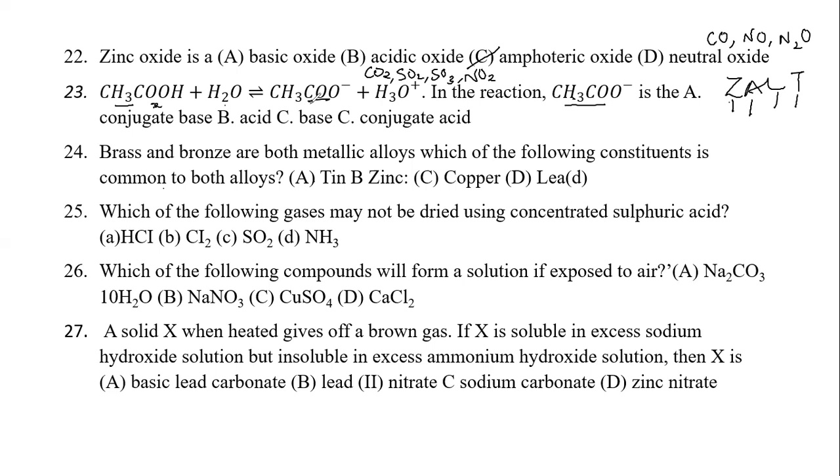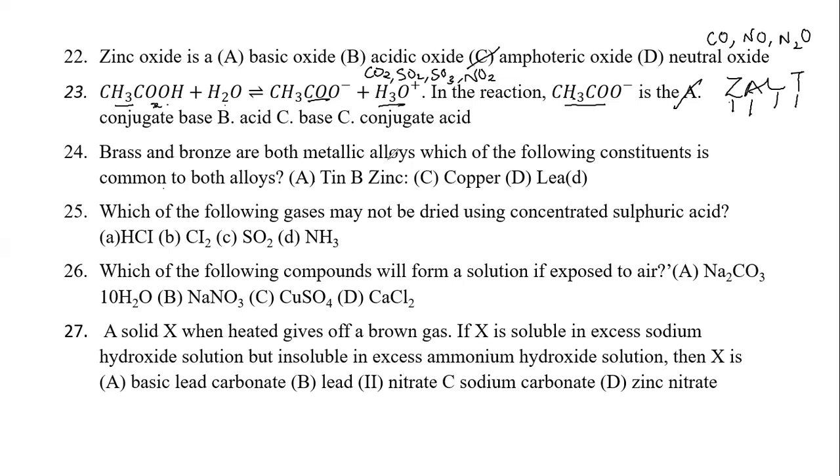So acid will produce conjugate base. So this one is the conjugate base. Now, because this one lost H, that's why you know that it is acid. This one gains or accepts H plus to form this. The one that gains or accepts H plus is base. The one that loses or donates H plus is acid. So acid will form conjugate base. So that's why option A will be the correct answer.